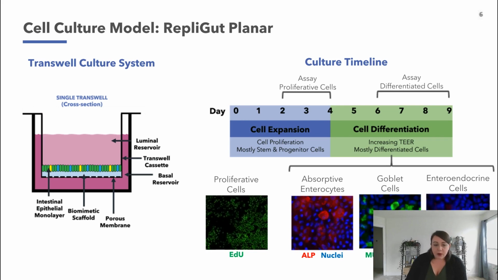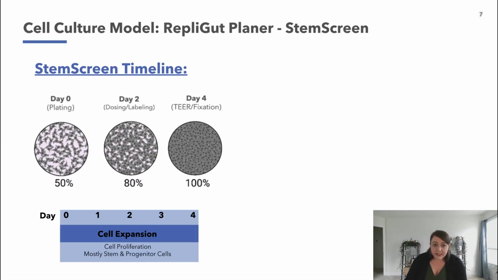And we really like this model because if we want to assay proliferative cells, we can use the beginning of our platform. And if we're more interested in assaying differentiated cells, we can wait towards the end and run the assays then. So because we're talking about toxicity and we're focused on proliferative cells, we're just going to take this first part of the culture, which we have done at Altis and named that specific culture system StemScreen.